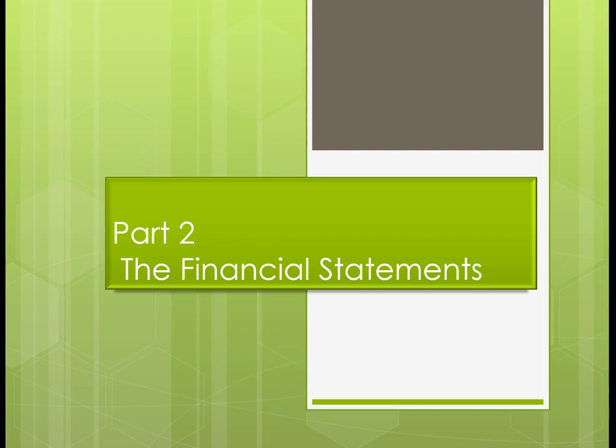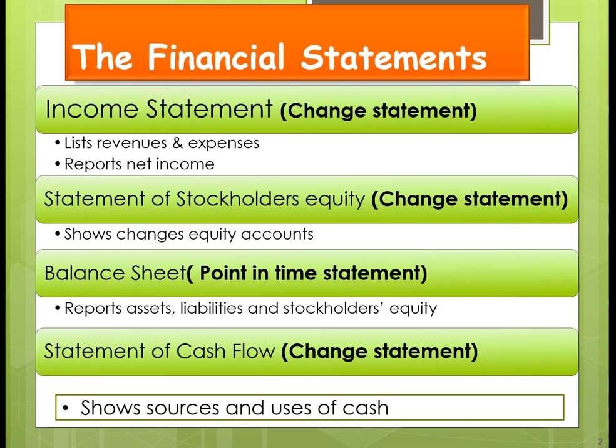Chapter 2, Part 2, the financial statements. Now, the financial statements, we have 4 of them. 3 of them are considered change statements, which are showing you activity over a period. Whereas one of them, the balance sheet, is considered a point-in-time statement. They seem to differentiate that in the book, so I think it's something I should mention.